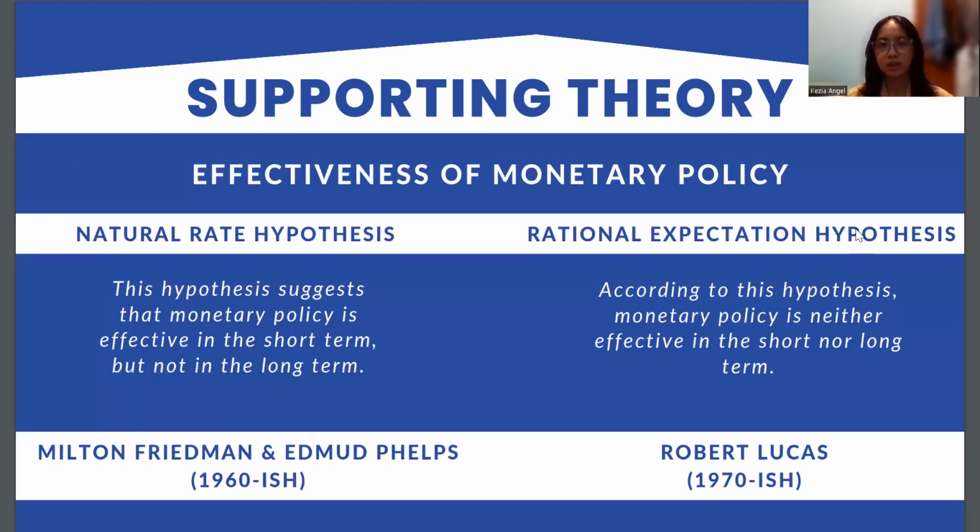The next one is the theory of the effectiveness of monetary policy. The first theory is the natural rate hypothesis. This hypothesis suggests that monetary policy is effective in the short term but not in the long term. It's from Milton Friedman and Edmund Phelps, 1960s. The second theory is the rational expectations hypothesis. According to this hypothesis, monetary policy is neither effective in the short nor long term. It's from Robert Lucas, 1970s.